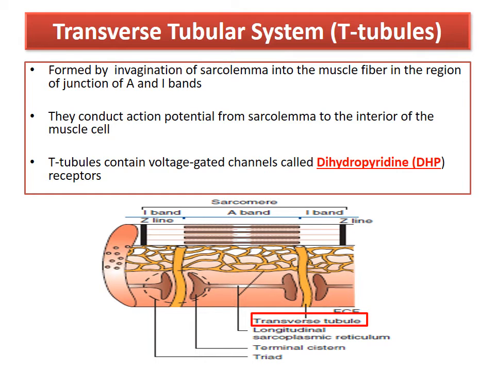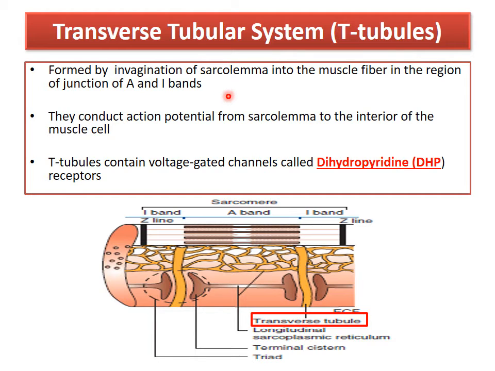The T tubules or T system is formed by the invagination of the sarcolemma into the muscle fiber. Here you can see in the picture this through and through or transverse invagination of the sarcolemma into the muscle fiber, forming the transverse tubule that communicates with the exterior, here with the ECF. It is located in the region of the junction of A and I bands.